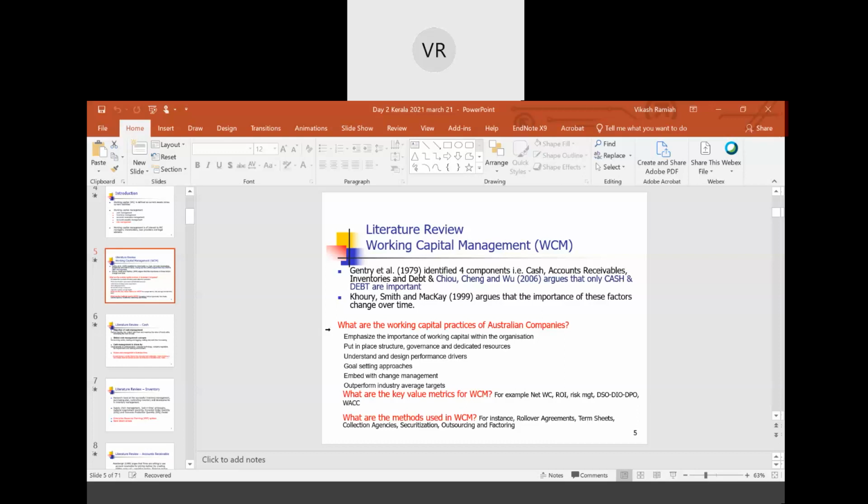So we did. And what we were reading at the time was an eye-opener. These guys were having debates around how many components of working capital management do we need? Is it cash? Is it accounts receivable? Is it inventory? Is it debt? Is it just cash and debt? And these papers were really, really good to us.